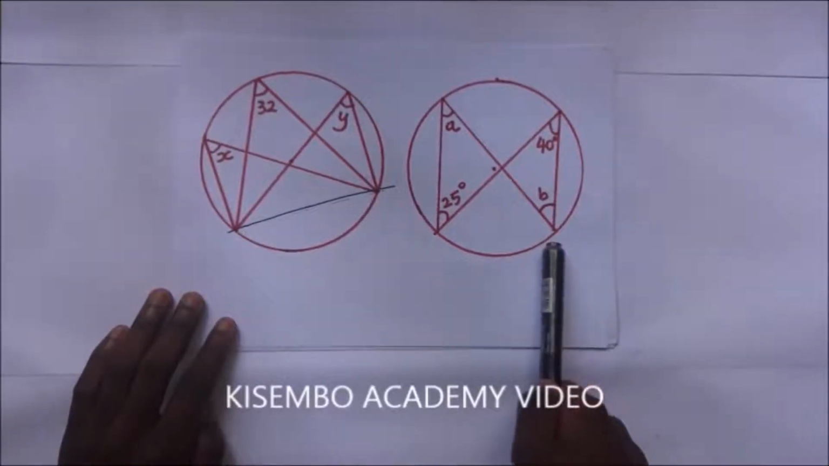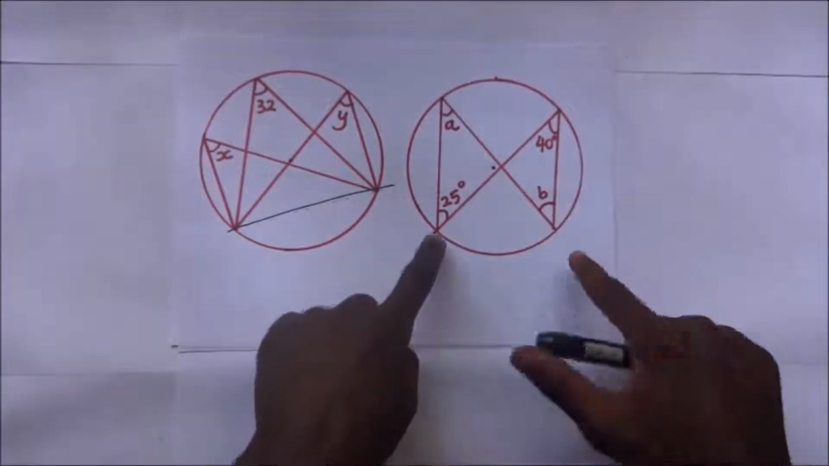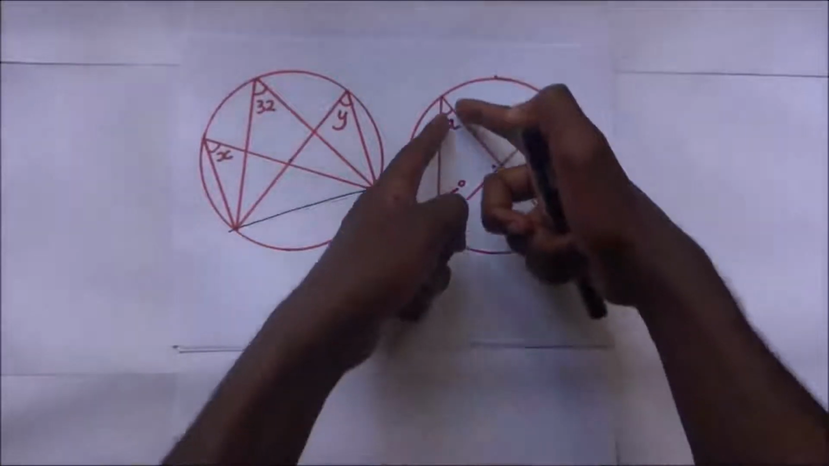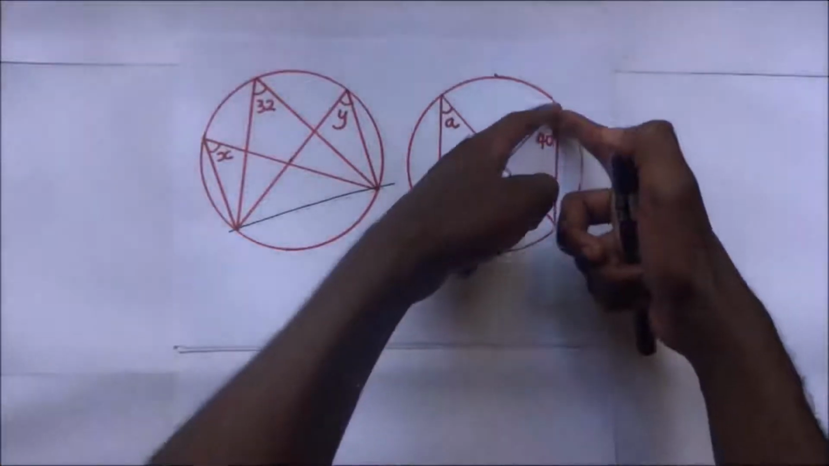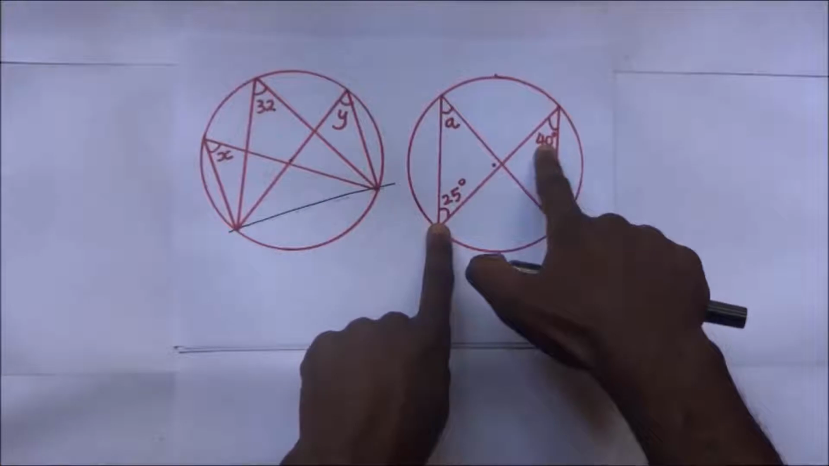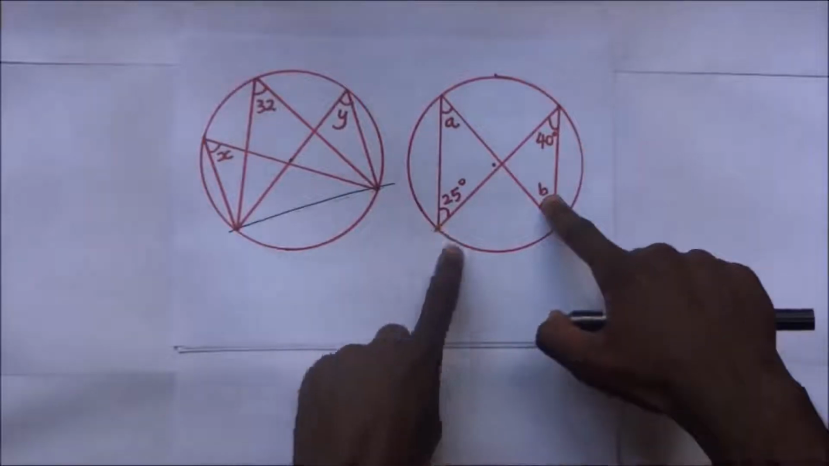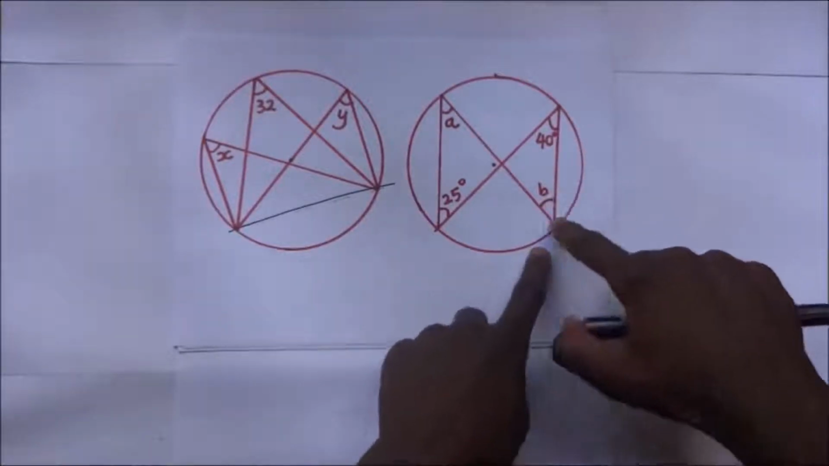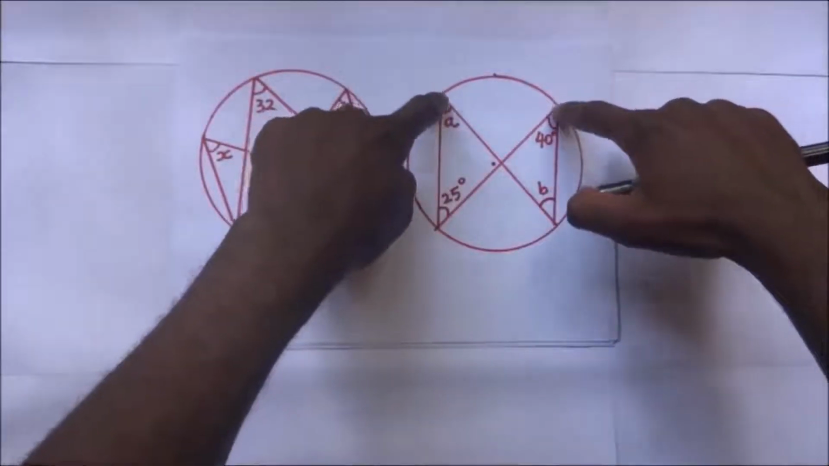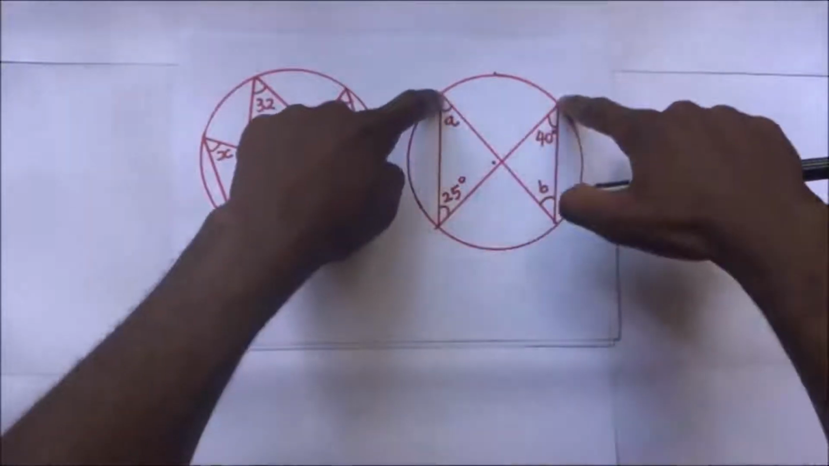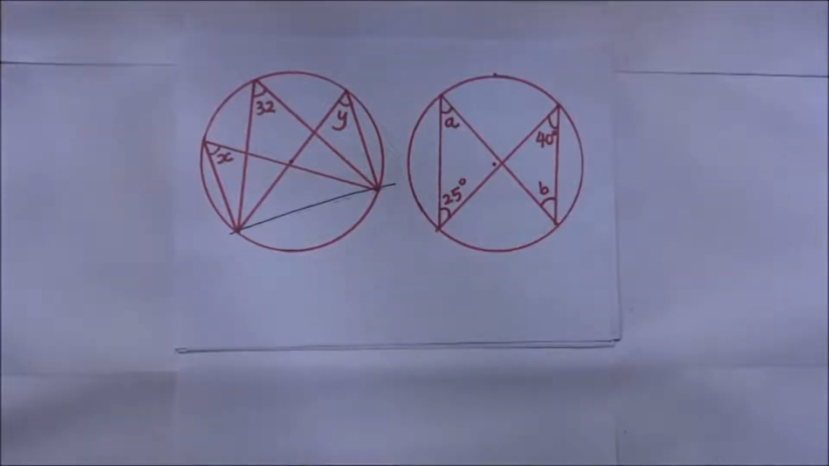Getting to this one, we're required to find the values of A and B. If you look at this angle A, it is subtended by this chord. This chord subtends that angle to the circumference. Likewise, this same chord subtends another angle to the circumference. So if this is 40 degrees, this is also 40 degrees, looking at the property we just looked at. It's the same with angle B. It is subtended to the circumference by that chord, and this same chord subtends another angle to the circumference. So if this angle is 25 degrees, it means that B is also 25 degrees.